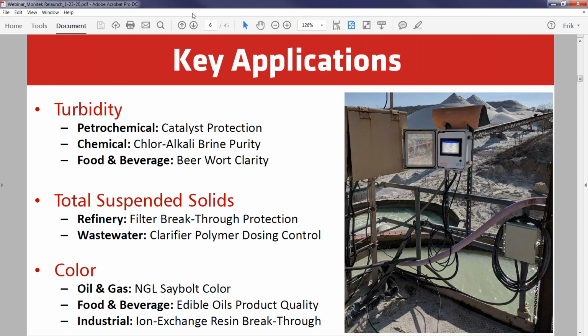From a color point of view, one of the applications that has had very good success for us is the NGL Saybolt color. So we can actually measure color online continuously in those applications to make sure you're running your process properly. Food and beverage, edible oils product quality, and on the industrial side of things, ion exchange resin breakthrough.